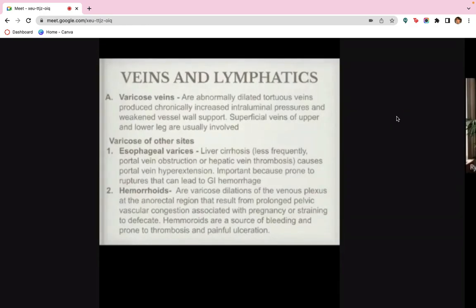Next, we go now with your veins and lymphatics. Okay, so we have your varicose veins. Okay, these are abnormally dilated, tortuous veins produced by chronically increased intraluminal pressure and weakened vessel wall support. Okay, so your varicose veins and phlebothrombosis or your thrombophlebitis account for 90% of clinically significant venous diseases. So your varicose, 20% for men and around 33% for women, and usually we can see them on your lower extremity area. Okay, ito yung mga kulay blue na usually makikita nyo dun sa likod ng inyong mga tuhod na parang nangangalit na mga blood vessel.